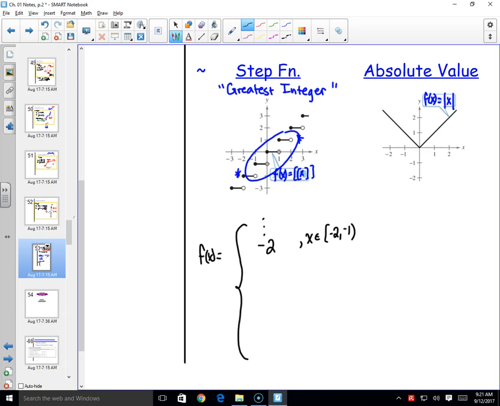Now, what's the next piece? What's this step? What's the domain of this one? -1. And isn't it going to be the same thing, bracket and then parentheses? -1 to 0. What's the y value now? -1. Good. You guys see how the y value is just stepping up each time? So what's the y value going to be in the next piece?